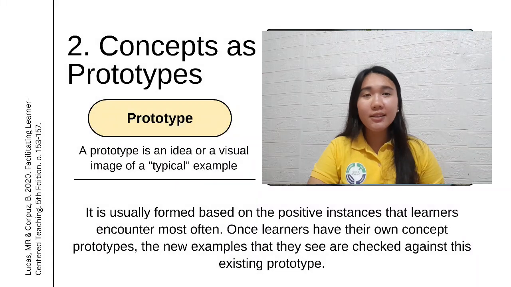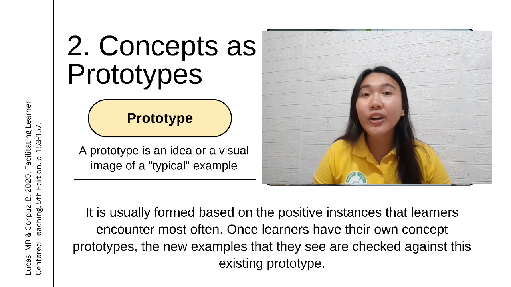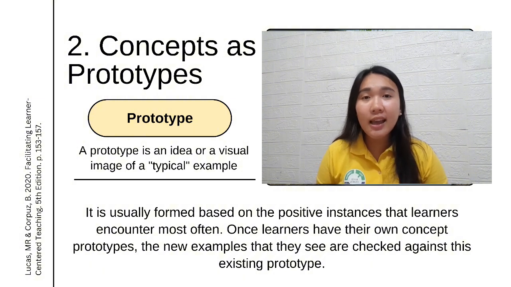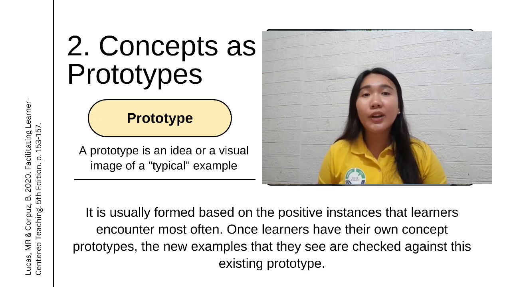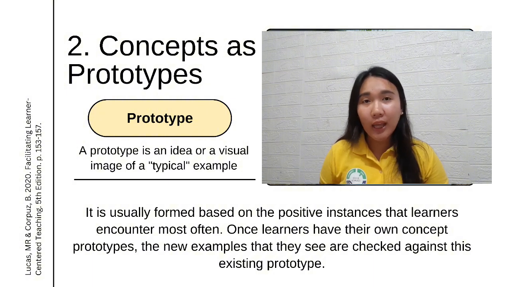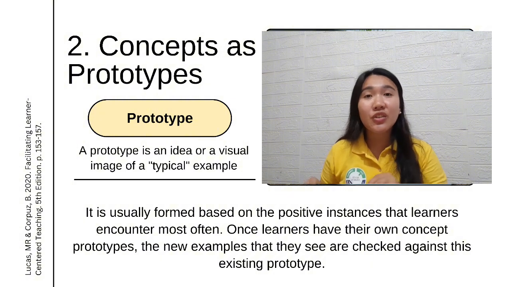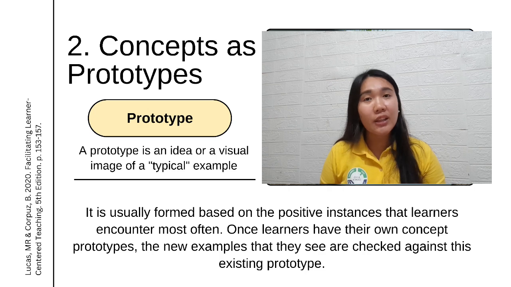The second one is concept as prototype. A prototype is an idea or a visual image of a typical example. It is usually formed based on the positive instances that learners encounter most often. Once learners have their own concept prototypes, the new examples that they see are checked against this existing prototype. Concept as prototype offers an alternative to the strict feature list model for understanding how we represent concepts in our minds.